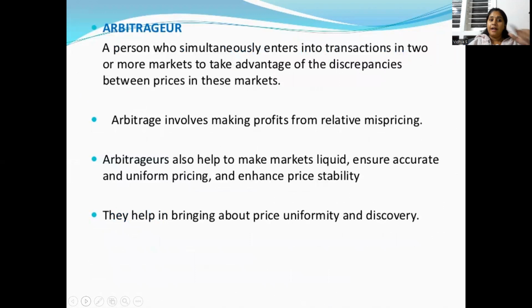And arbitrageurs simultaneously do transactions in two markets, making a profit from mispricing. An arbitrageur will buy at a low price and sell at a high price. A person who buys and sells simultaneously is called an arbitrageur. He's ready to accept the risk that is associated. Maybe sometimes he's buying, for example, the cost of an apple; we will just take a simple example so that you will understand.